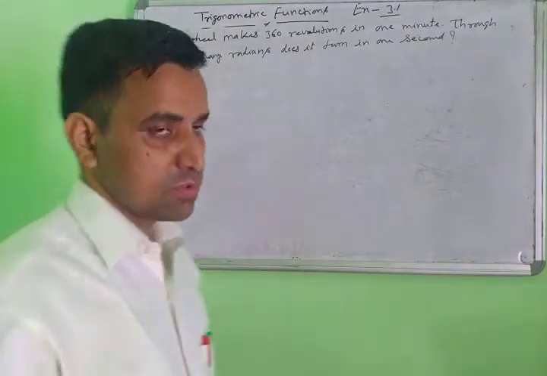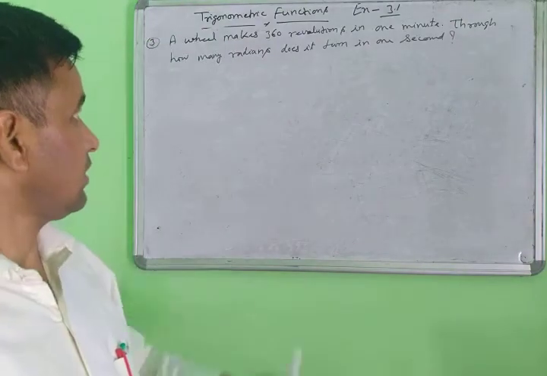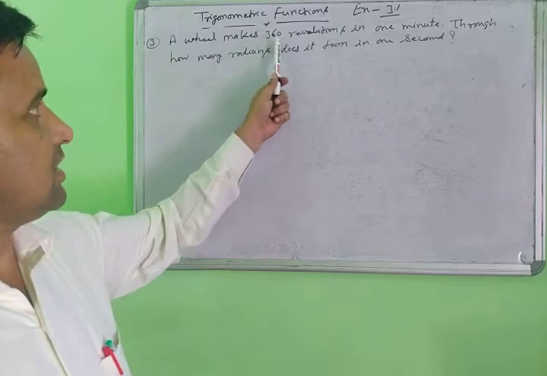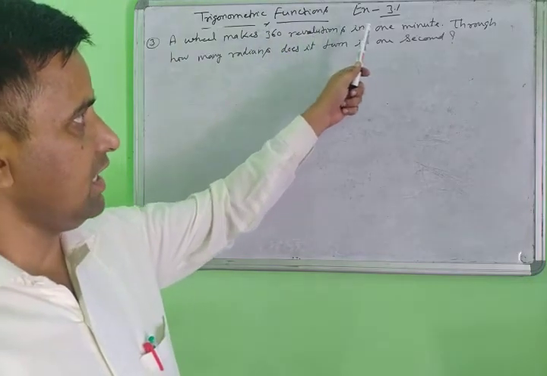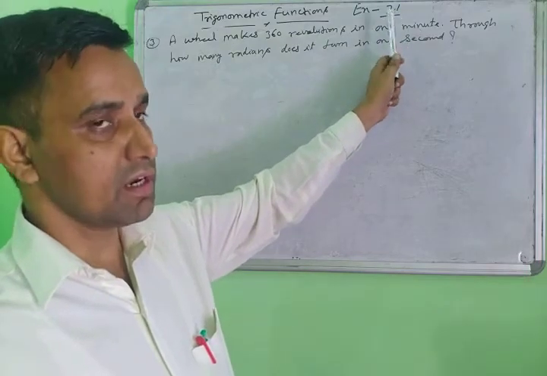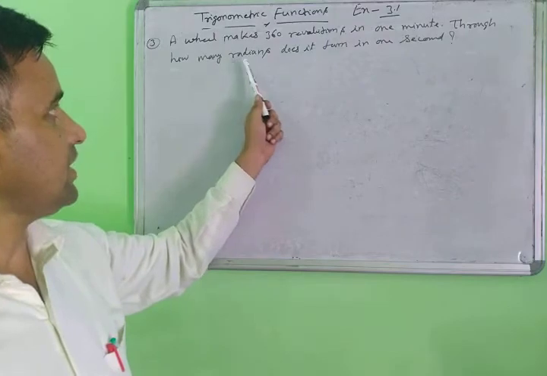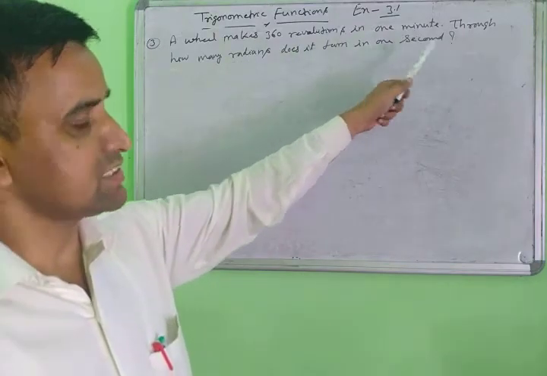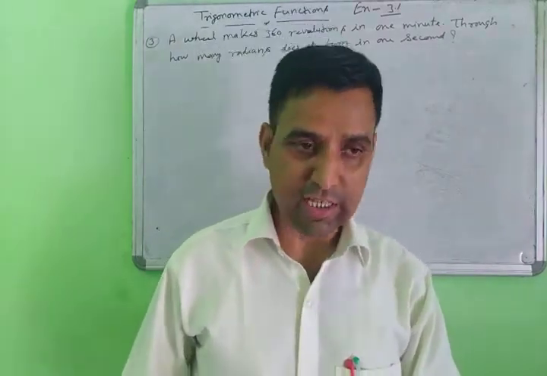Yes, students, next I am taking question number 3. This is a different type of question. A wheel makes 360 revolutions. The total number of revolutions is 360 in 1 minute. How much time is taken? 1 minute. Through how many radians does it turn in 1 second?